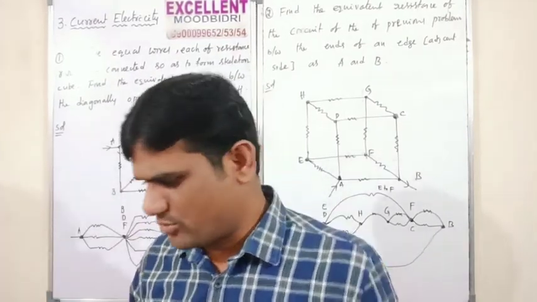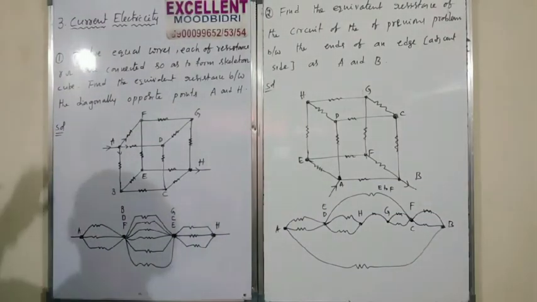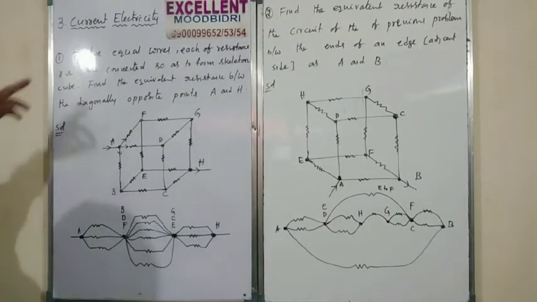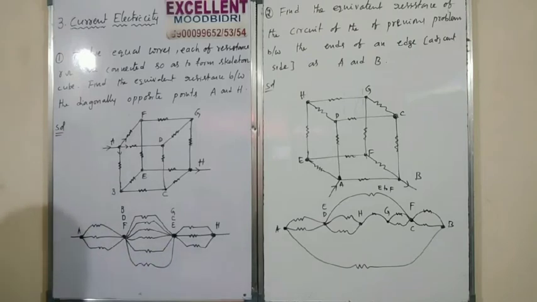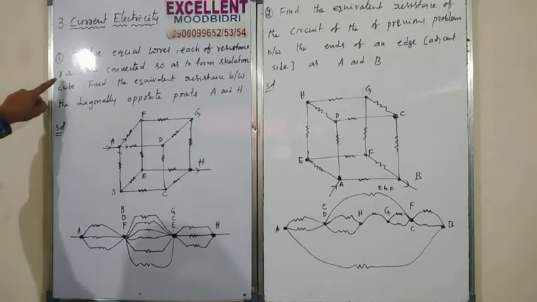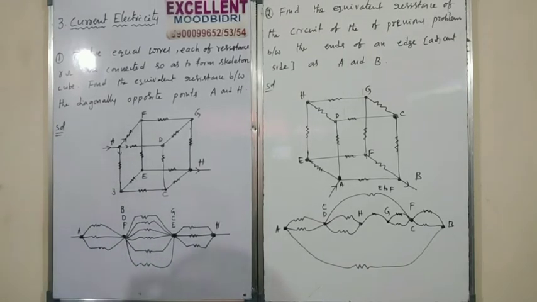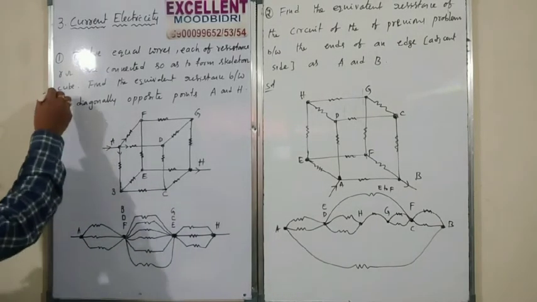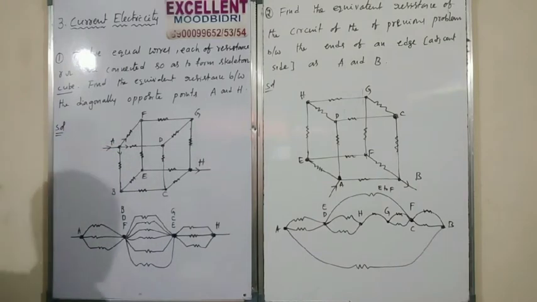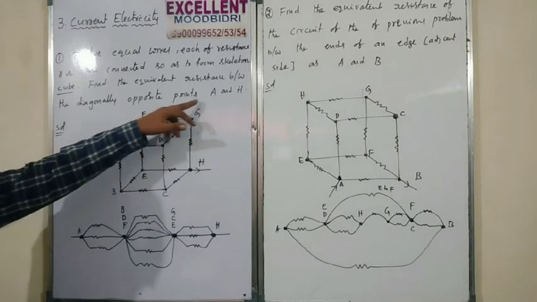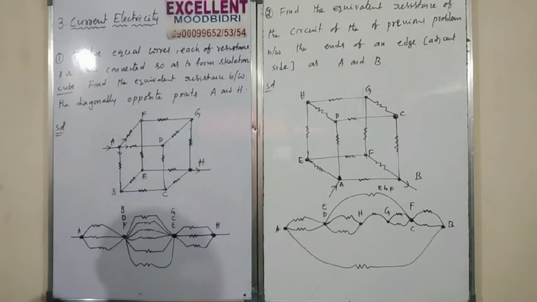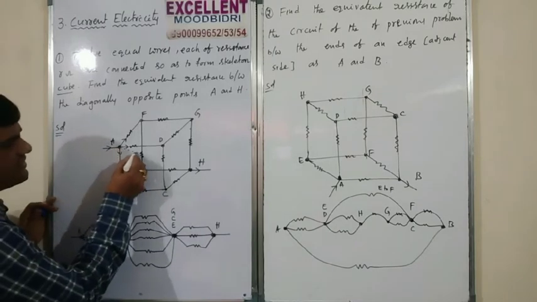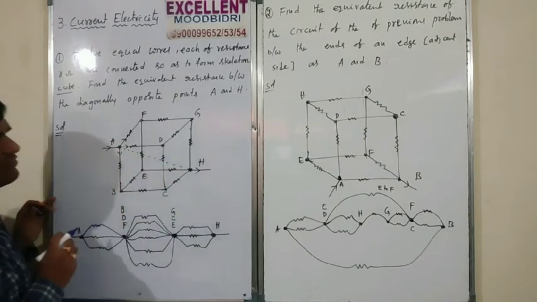First problem, second problem I have given, we will see now. What is the first problem? 12 equal wires, each of resistance R ohm, are connected so as to form a skeleton cube. Find the equivalent resistance between the diagonally opposite points A and H. This is the diagonal. So in this direction, what is the equivalent resistance?